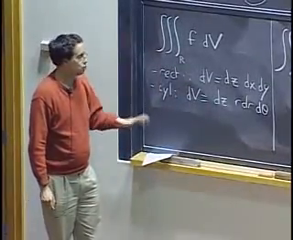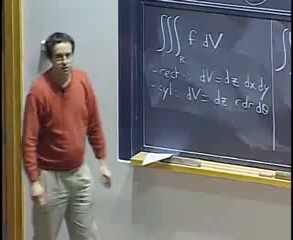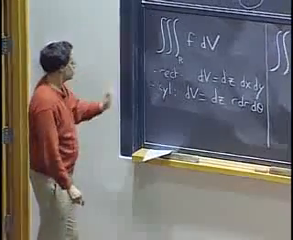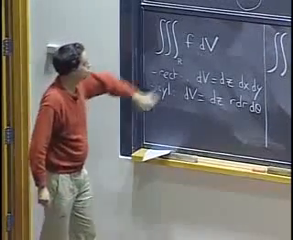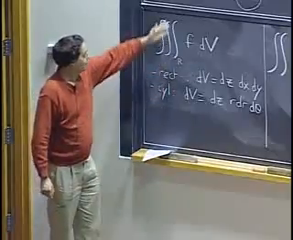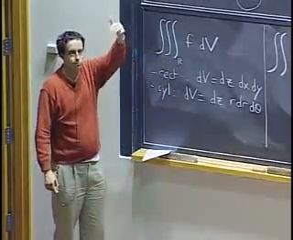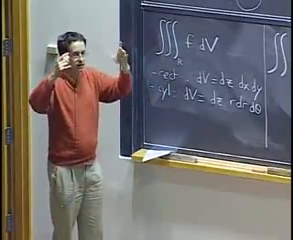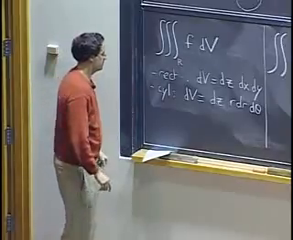Of course, you can also do it in different orders, and I'll let you figure out again how that goes. But if you do dz first, then the inner bounds are given by bottom and top, and the outer ones are given by looking at the shadow of the region.